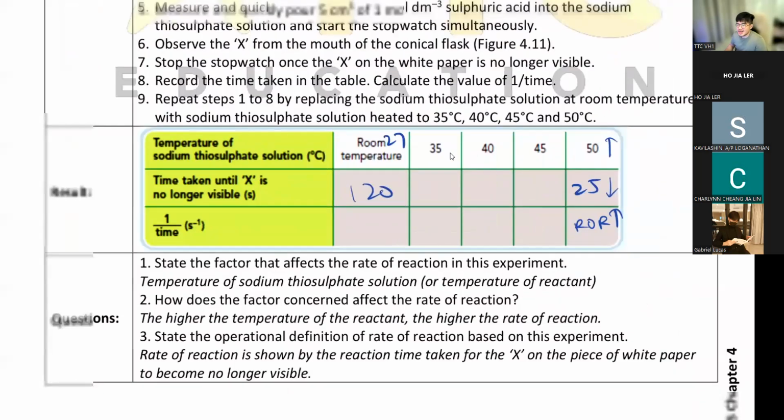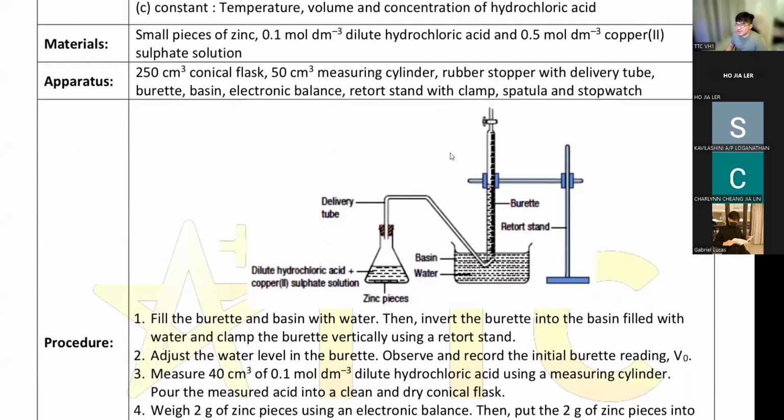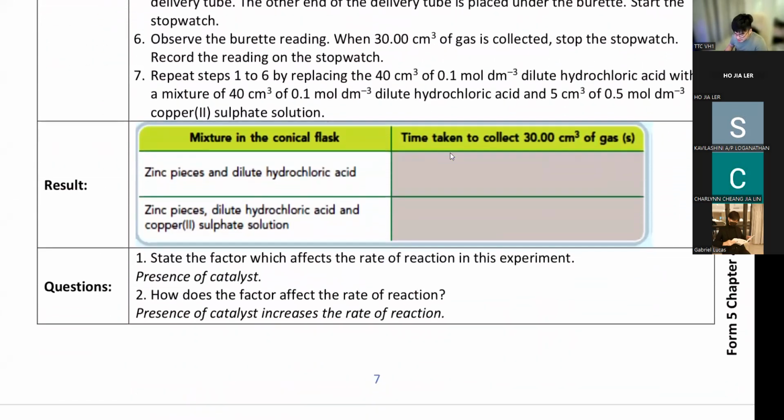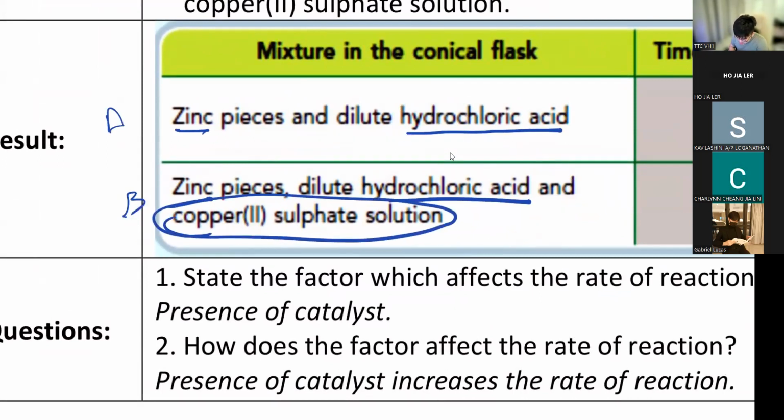Easy, huh? And then the next experiment, what does it look like? Actually, this is not so difficult. You see, I have set A and set B. Both have zinc, both have hydrochloric acid. The difference is that set B has this thing called copper sulfate solution.